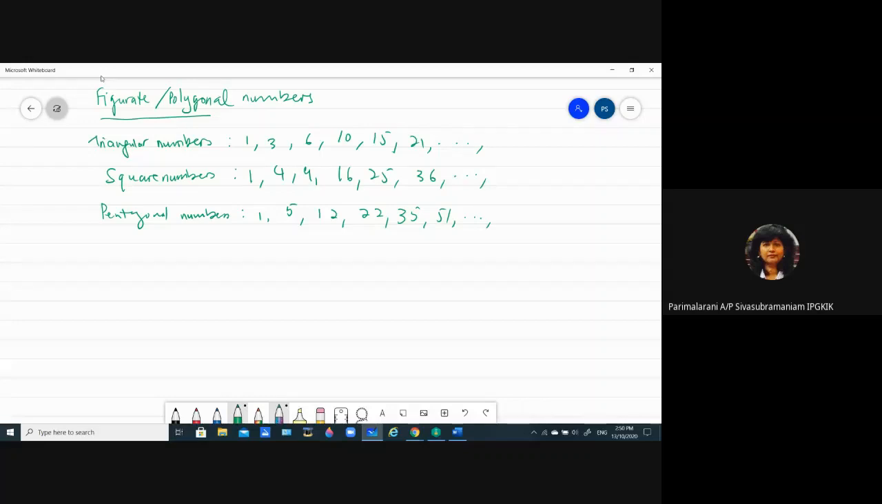Okay, so all these figurate numbers, if you notice, they all start with 1. The first and the second triangular number together will give you the square number. So we have looked at number patterns for these 3 types of numbers, and we have learned how to derive the formulas for these kinds of numbers.